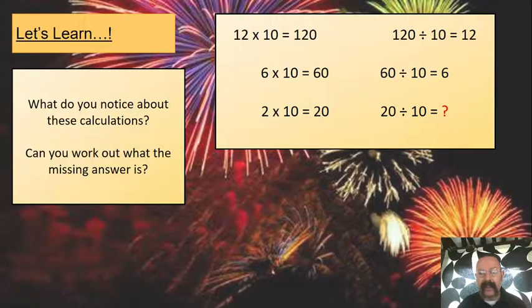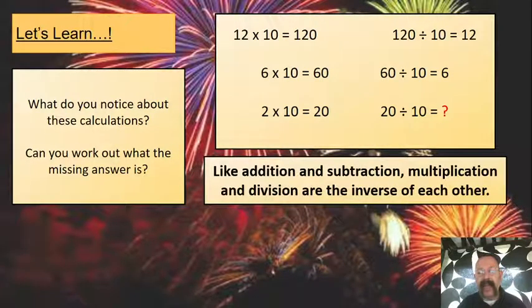Okay, so hopefully you've spotted a connection or a pattern. Like addition and subtraction, multiplication and division are the inverse of each other. So the missing number there, if I know that 2 times 10 is 20, 20 divided by 10 is 2. So we're using the inverse to solve that calculation.